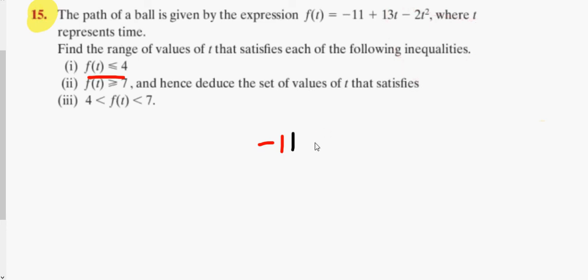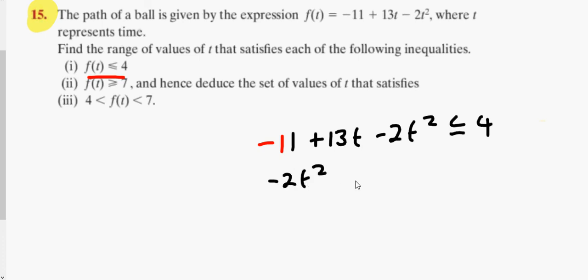Minus 11 plus 13t minus 2t squared less than or equal to 4. Everybody cool with that? Bring the 4 over to the other side and what do we get? Minus 2t squared plus 13t minus 15 less than or equal to 0. You can do the n-shaped curve if you want, or you can multiply by minus 1 and do the u-shaped curve, whatever you really want. I'll just do the n-shape for the time being. Now I'm going to solve it.